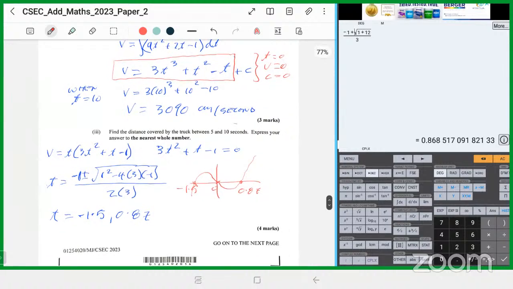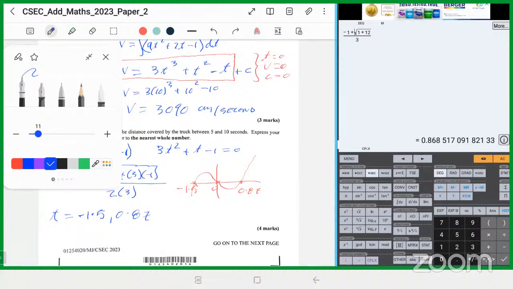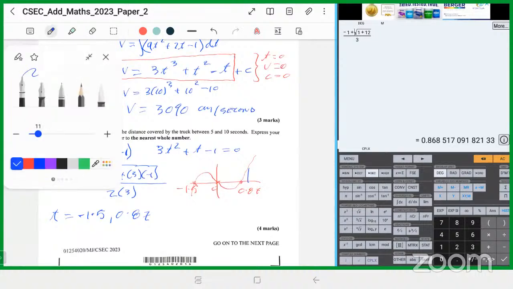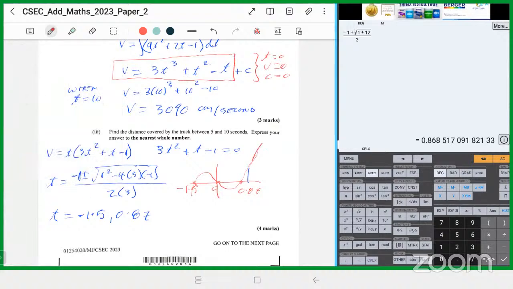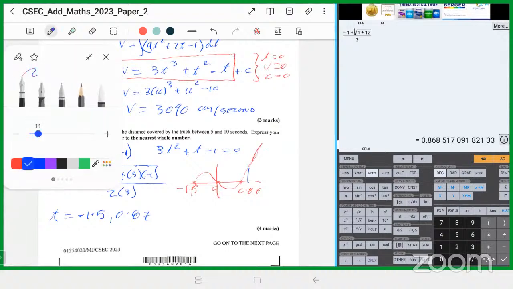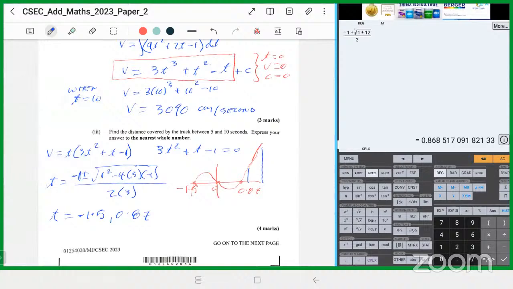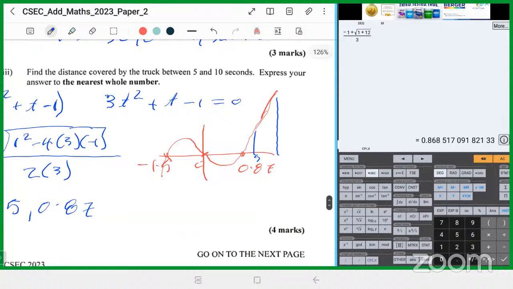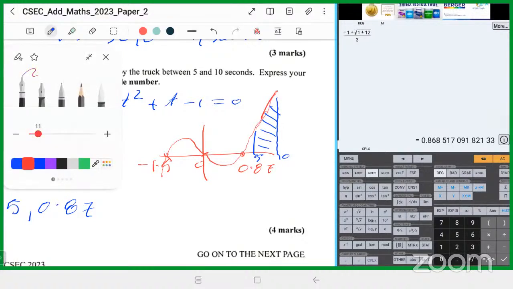So yes, between 5 and 10, it is somewhere out here. Let's just make a sketch. Between 5 and 10, it will be out here. So I have to calculate the area on the graph between 5 and 10, because that's my velocity graph. I prefer to see the graph.